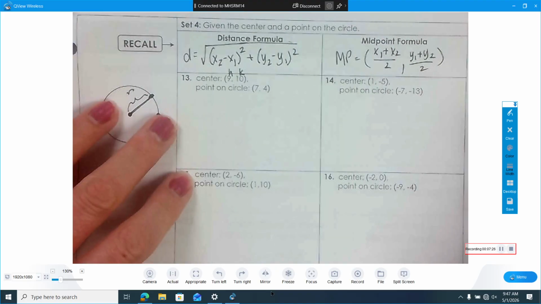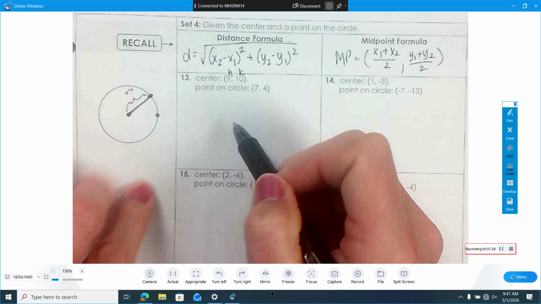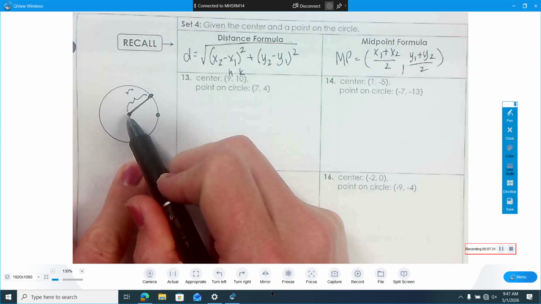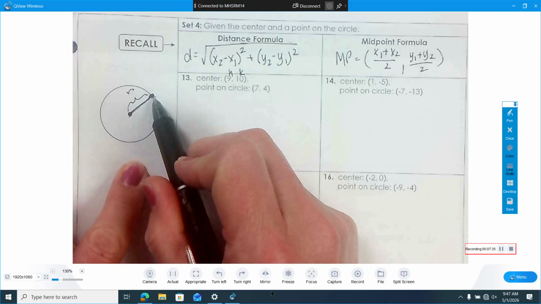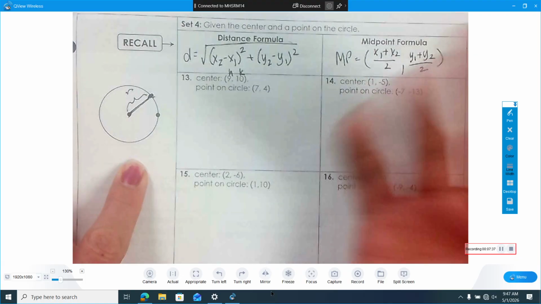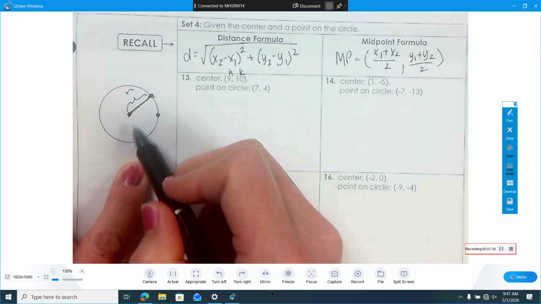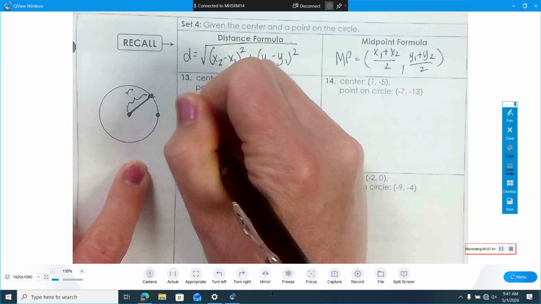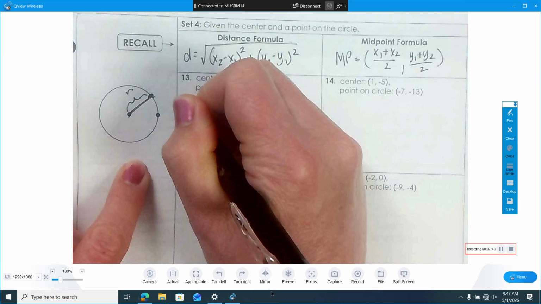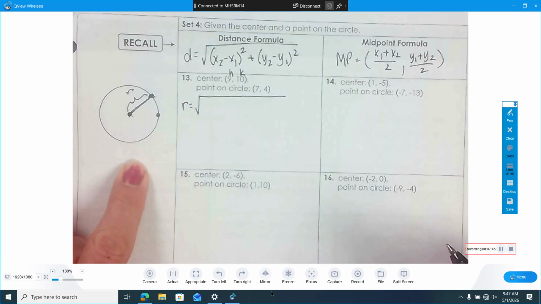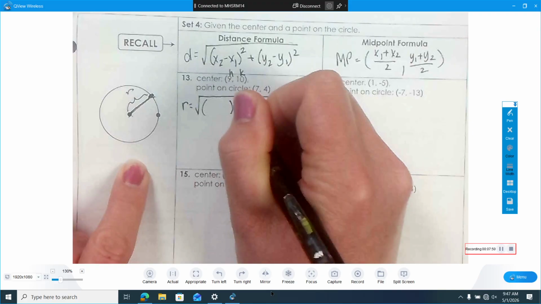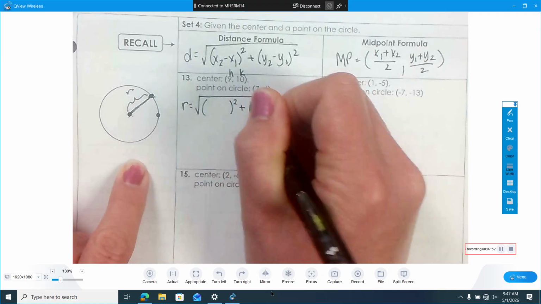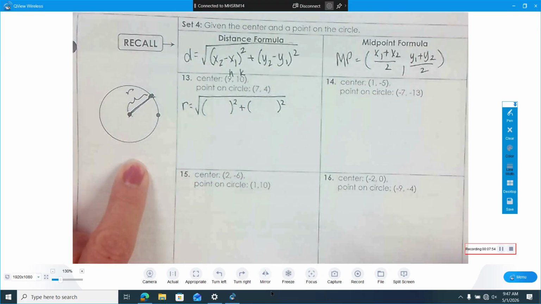All right, but we still need to figure out the radius. They gave us the center, and they gave us another point on the circle. Because I don't have a picture, I'm going to find that radius using the distance formula, the distance between my center and my point on the circle. I have some stuff squared plus some stuff squared, all under a square root.